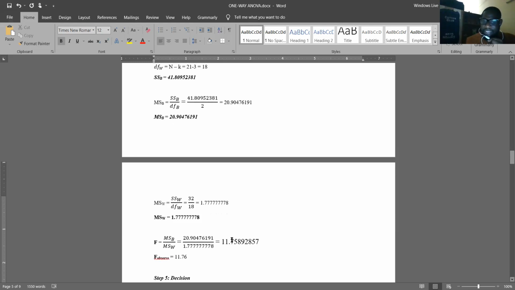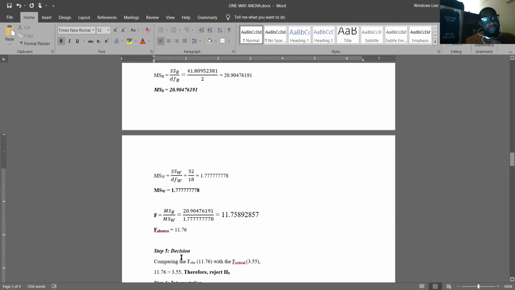And when you round this value to 2 decimal places, you're supposed to get an F observed value of 11.76. So that's the final value, 11.76. So that's our F observed value. So that'll be all for the computation.